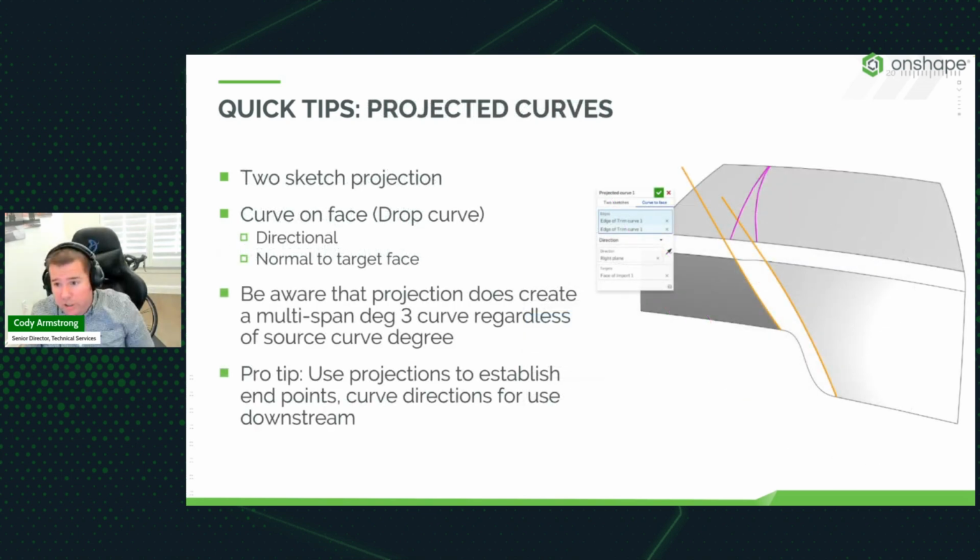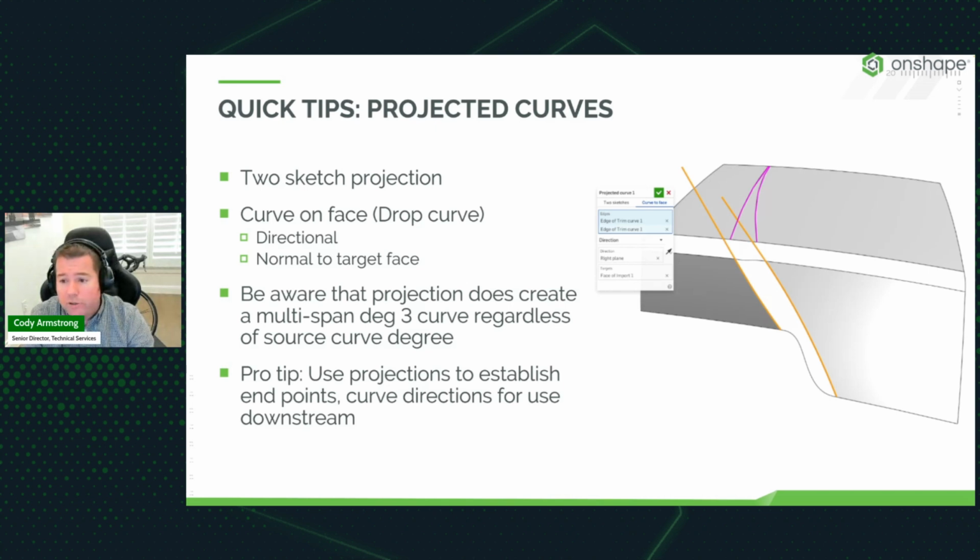All right, now projected curves. I gave some warnings around projected curves earlier, and I think those stand true. You could use projected curves for two sketch projection. That's awesome. Take two sketches, project them, and you have a projected curve. You could do a curve on a face, sometimes referred to as a drop curve, where you take the geometry and you project it onto a face. And that's directional. You have a normal definition that you can define for projected curves.